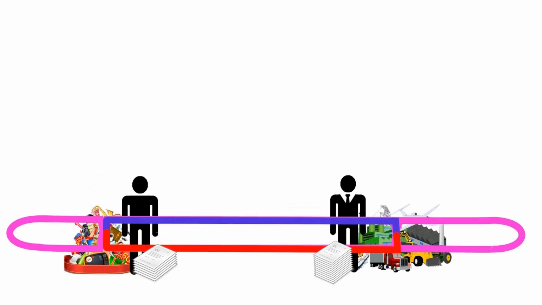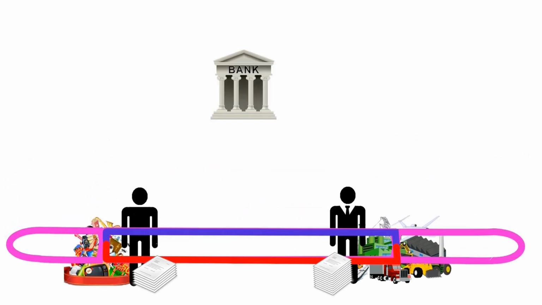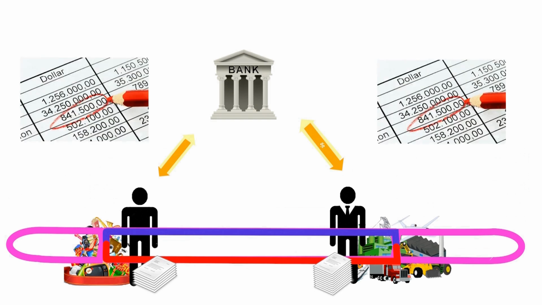How do we inject money into the system? It's by making a loan from a bank. When you take a loan from a bank, the bank writes the amount of money you need or you ask for into your bank account, and it doesn't come from another bank account. It's created out of thin air.